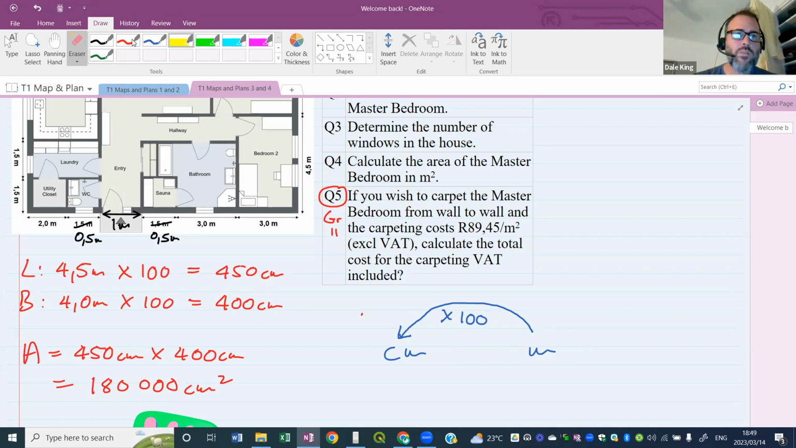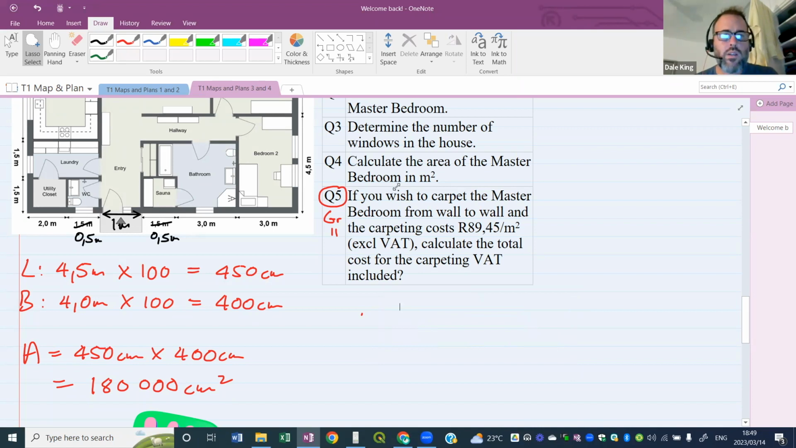Just as a matter of interest, if you wanted to go from meters cubed to centimeters cubed, you'd have to times by 100 cubed. All right. So a little trick that you can remember. You might be able to use it in an exam.